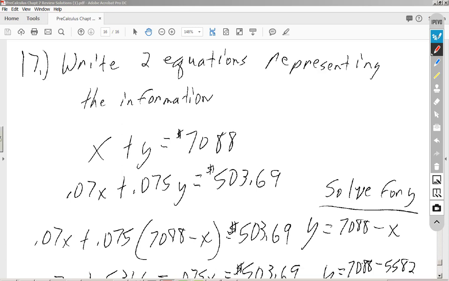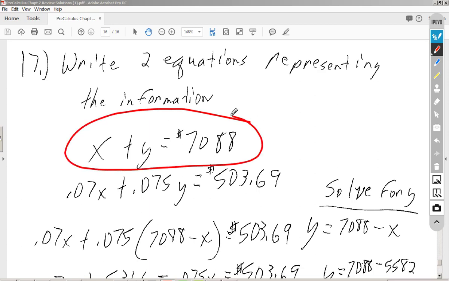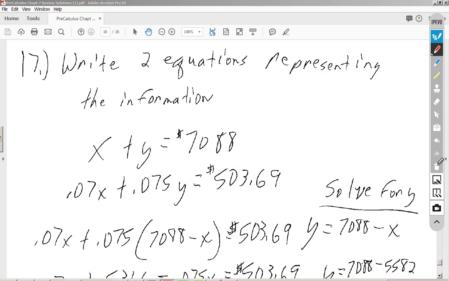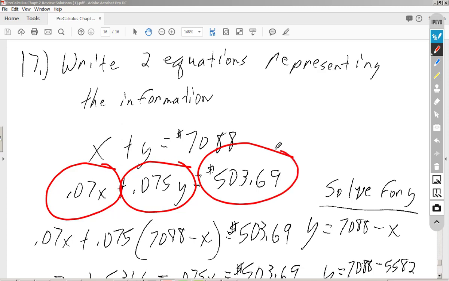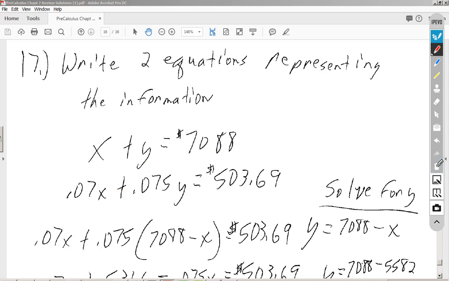So we're just going to go ahead and choose a variable to represent each account. So I just chose x and y. Those are easy variables to work with. So I've got x plus y equals 7,088. And now it says my first account has 7% interest. Make sure you change that to a decimal. 7% is 0.07. And then my second account, 7.5% interest, change that to a decimal, which is 0.075. And that's going to have a total interest of $503.69.